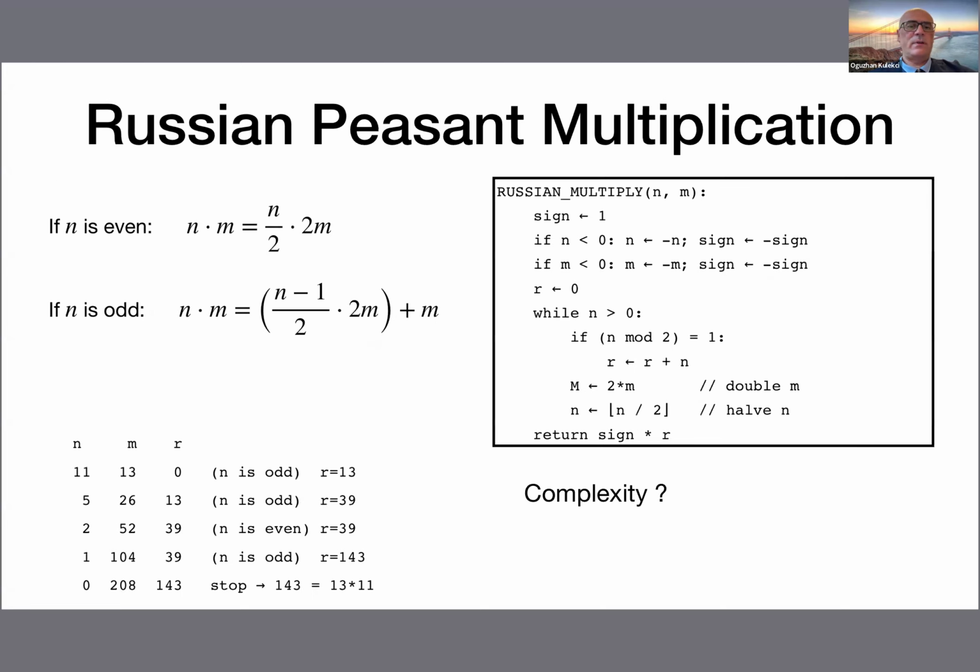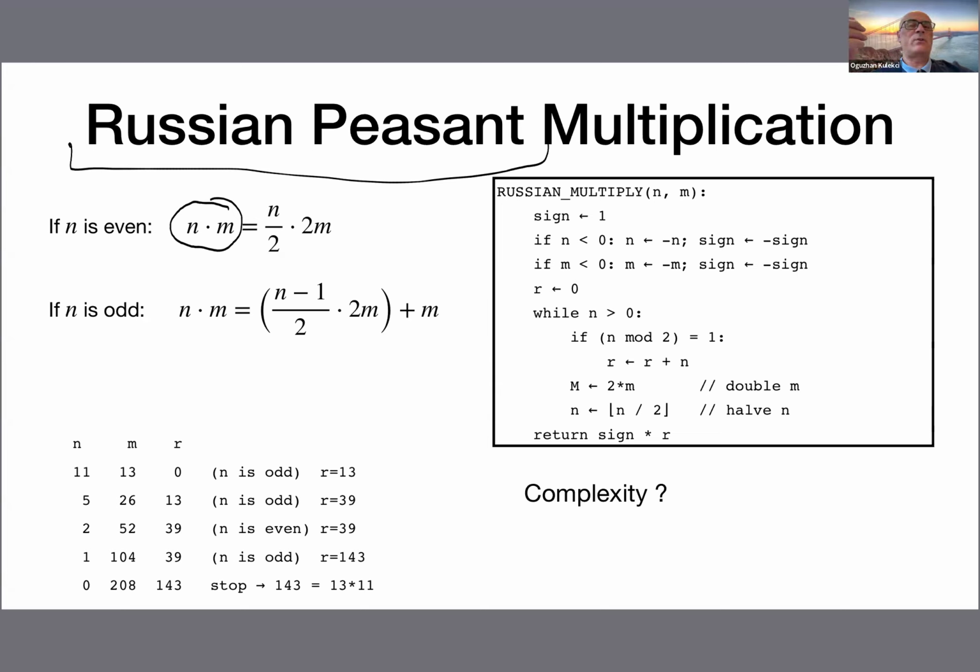What else do I have? Here is another example, maybe a less popular one. That's the Russian peasant multiplication. How it works: I would like to compute n times m. The name is Russian peasant multiplication, so the book includes the story about this. Once you are interested, you can just go and see why people call this Russian peasant multiplication.